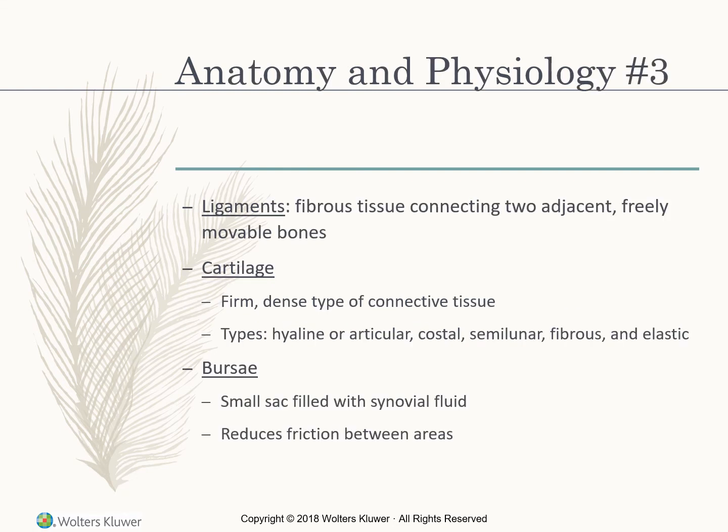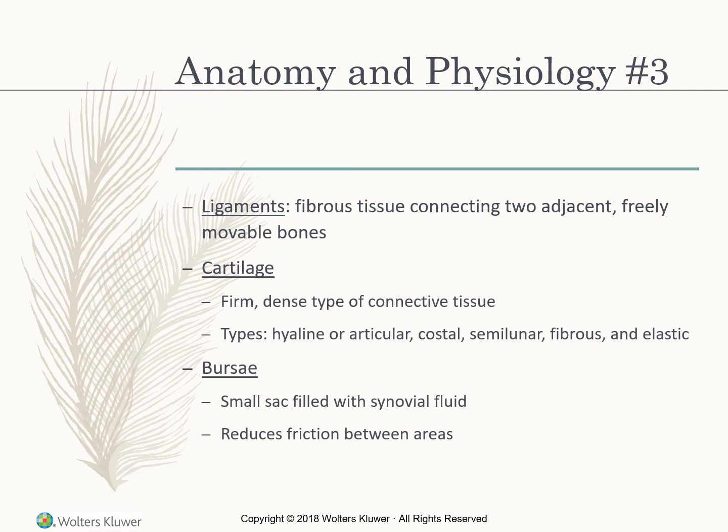Ligaments, consisting of fibrous tissue, connect two adjacent, freely movable bones. They help protect the joints by stabilizing their surfaces and keeping them in proper alignment. In some instances, ligaments completely enclose a joint. Cartilage is a firm, dense type of connective tissue that consists of cells embedded in a substance called the matrix. The matrix is firm and compact, thus enabling it to withstand pressure and torsion. The primary functions of cartilage are to reduce friction between articular surfaces, absorb shocks, and reduce stress on joint surfaces.